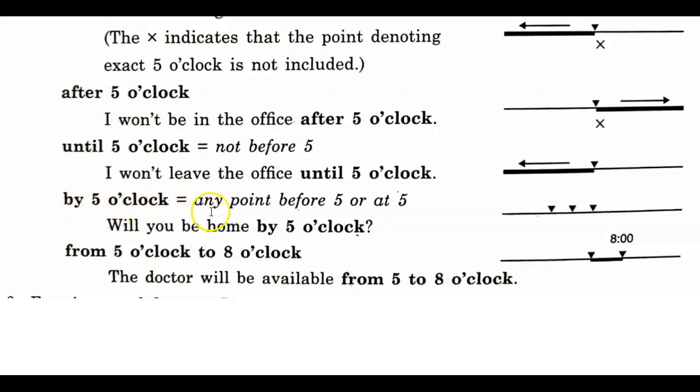By 5 o'clock, that is any point before 5 or at 5. When we say by 5 o'clock, I'll be there by this time. That means before that time or exactly on that time, but not after that. When we talk about some particular thing, by means it can be before that or at that particular time and not after that time. So, any point before 5 or at 5. Will you be home by 5 o'clock? That means will you reach home by 5 or before 5?